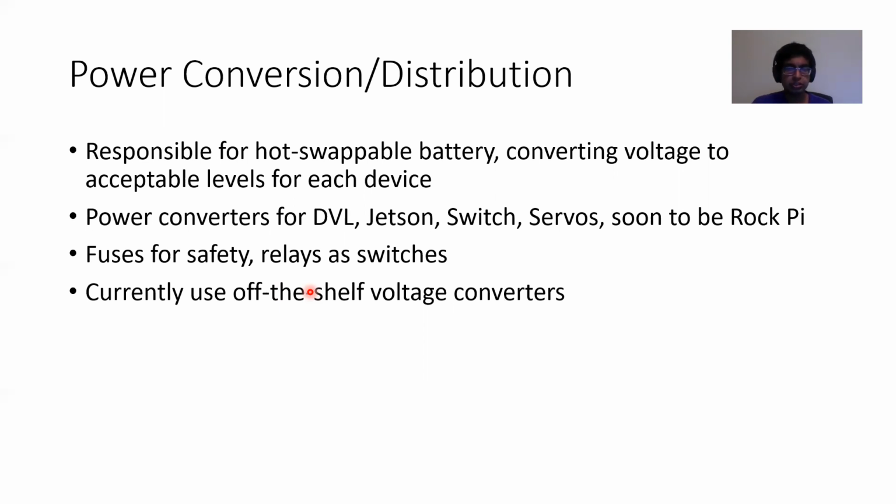The power conversion distribution system also has fuses for safety, making sure that in the case of a short or anything, the stack doesn't catch on fire. The fuse will blow before that, allowing us to be sure that everything's safe. And then we also use relays as switches. And at least right now, we use off-the-shelf voltage converters.